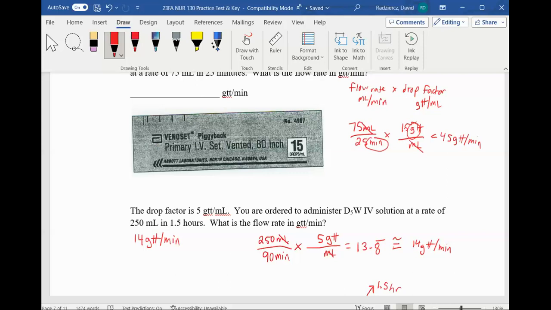I should also add that in the event that you get asked a question and the drop factor is not listed, on ATI or NCLEX they'll say something like microtubing. Microtubing is 60, as in 60 minutes in an hour, 60 drops per milliliter. So the drop factor for microtubing is 60 drops per milliliter. I don't think you'll have to worry about that, but just letting you know in case you do see something like that, you'll hopefully now know what that is.